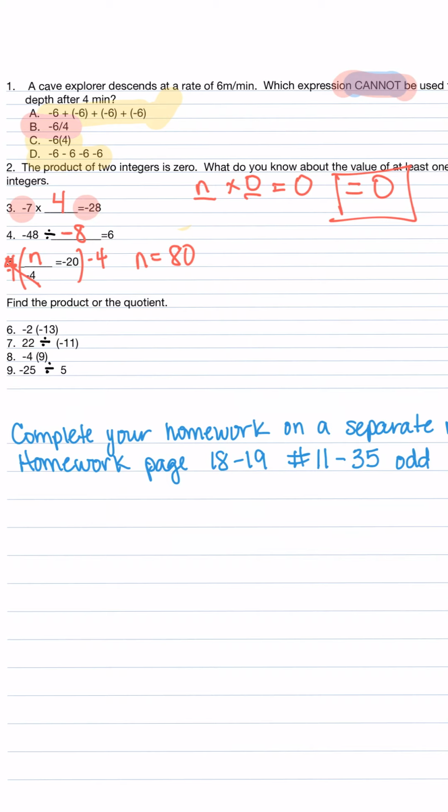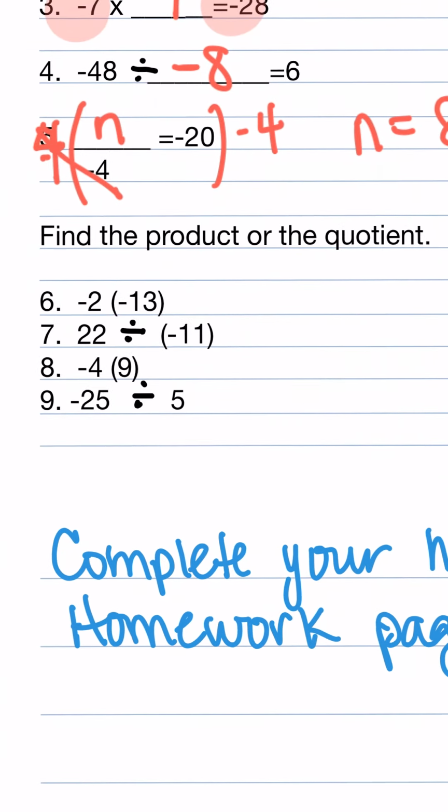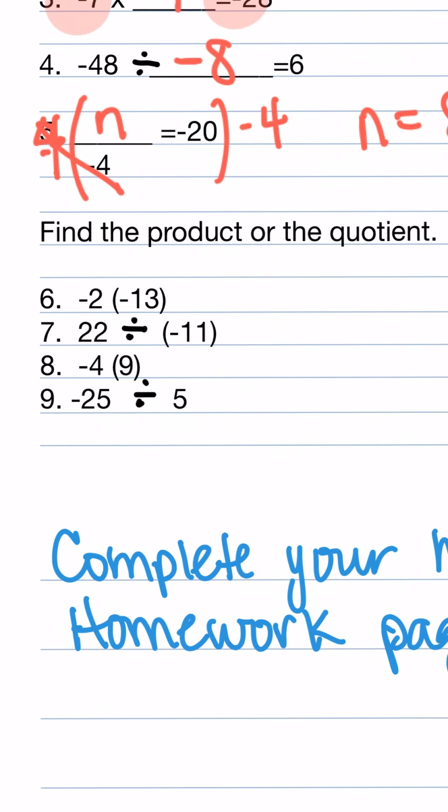Find the product or the quotient. So -2 times -13, we are going to be multiplying them together. A negative times a negative equals a positive. So that's going to equal +26. 22 divided by -11. That's going to equal 2. But this one is a positive, this one is a negative. Therefore, different signs, it's going to equal a negative.